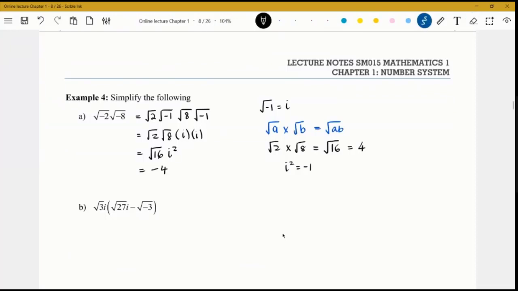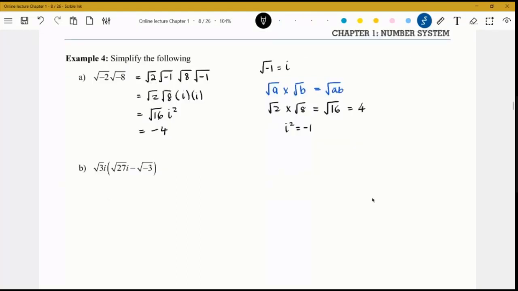Okay, so split it one by one. Replace i squared, simplify the third, and then we end up with the final answer. Okay, alright, that one is part A.